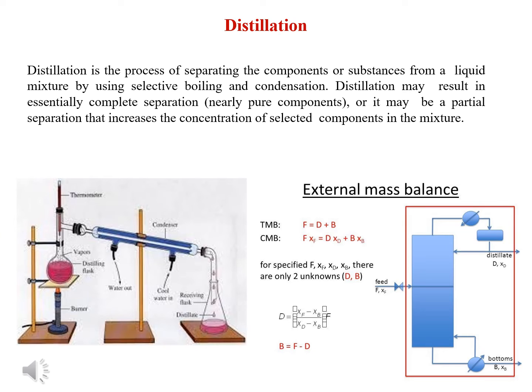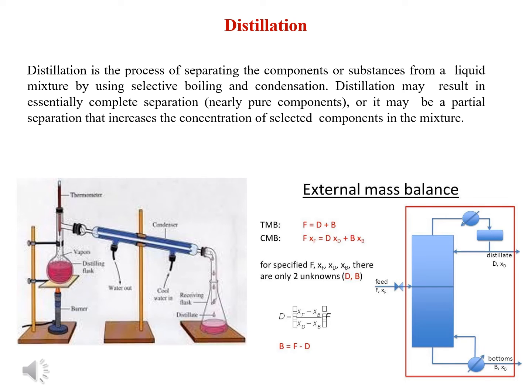So we have done many distillation experiments at laboratory level. This diagram represents the laboratory level simple distillation setup. On the right hand side we have the mass balance over a simple distillation. So we have feed, that is expressed as F. So the overall quantity of feed is F, comma X suffix F. That is the mole fraction of component A present in the feed mixture.